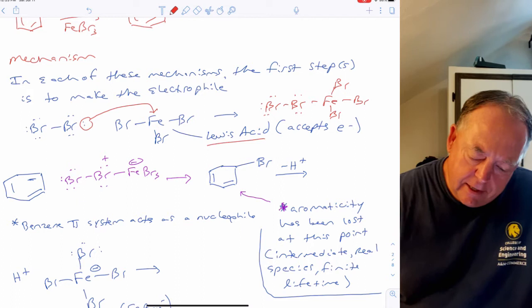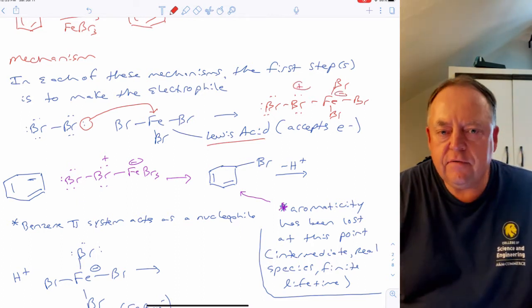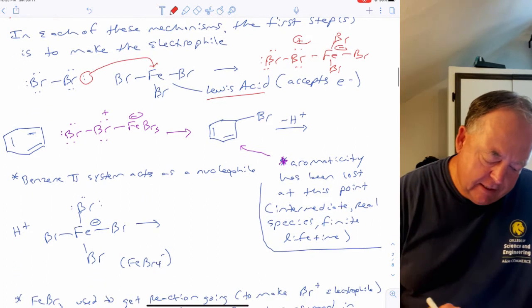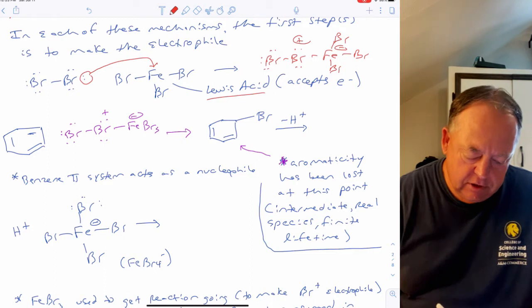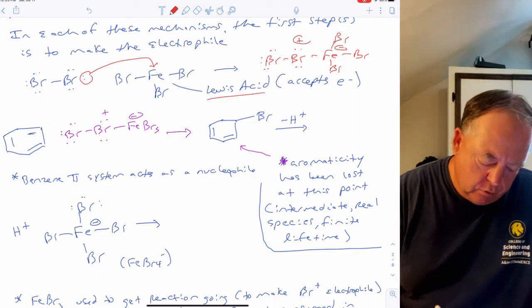So we make that complex, and then that is the electrophile that reacts with benzene. Of course, benzene has the 3 double bonds in it, so it's got 6 pi electrons, so it's nucleophilic, and so it's going to react with the electrophile.